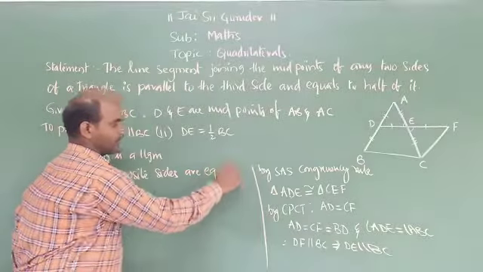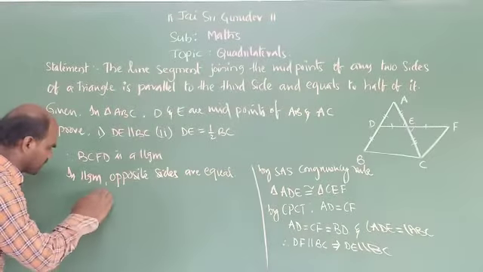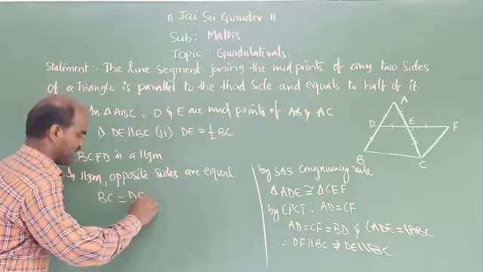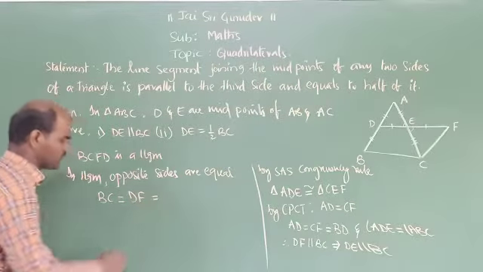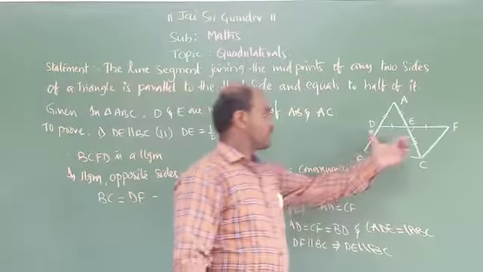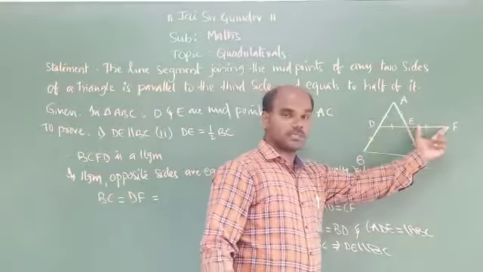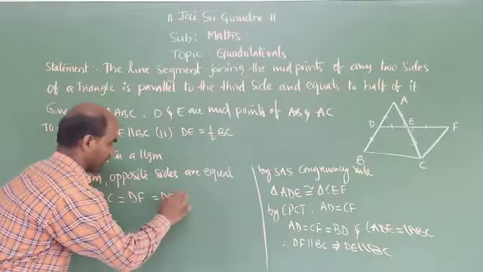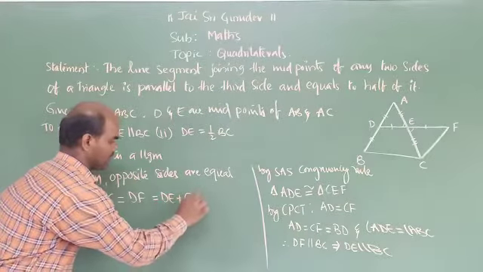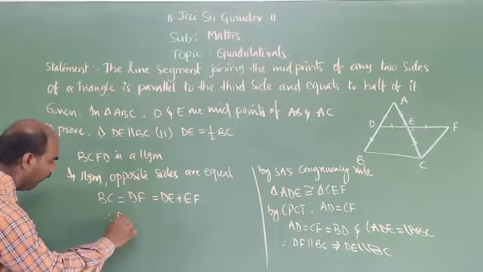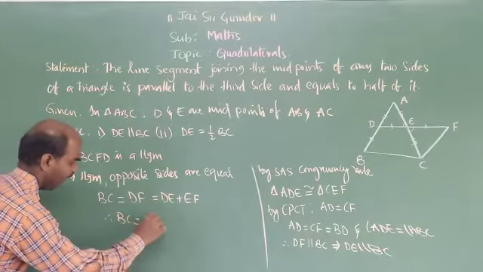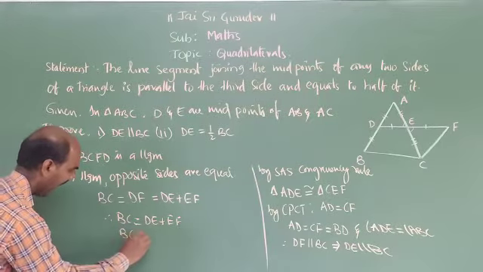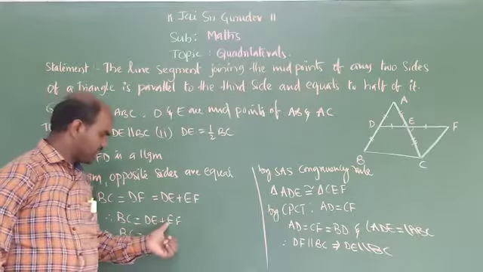Based on that, BC is equal to DF. DF is equal to one side. We see the figure, children: DF is equal to DE plus EF, no, children? So that is DE plus EF. Therefore BC is equal to DE plus EF.